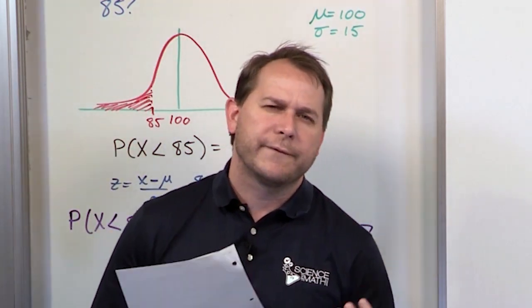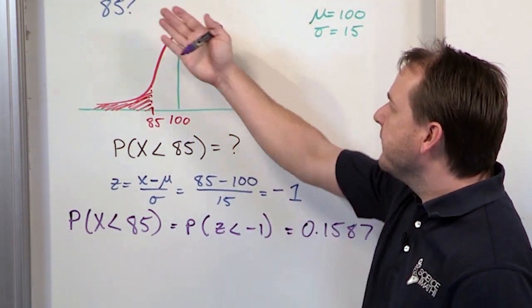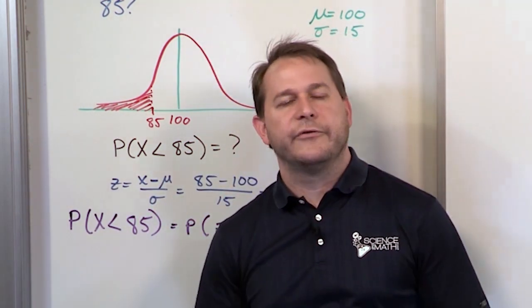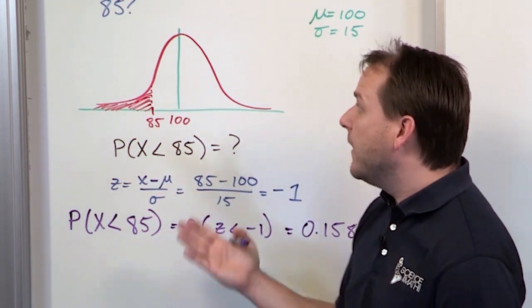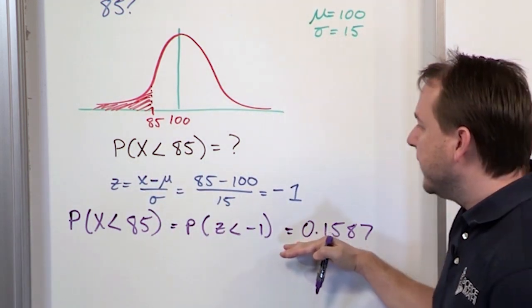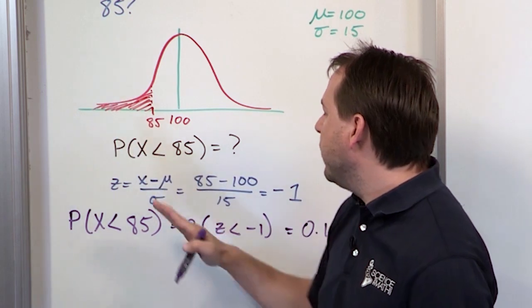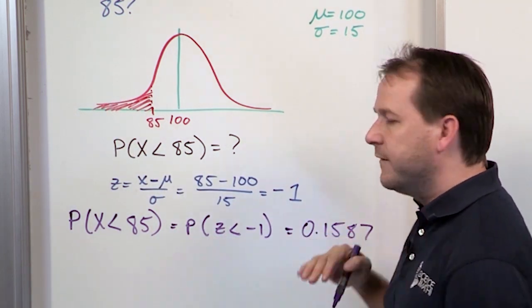So if the problem were phrased differently and it said, what is the probability that a randomly drawn person has an IQ less than 85? This would be the probability because that's what we did. We looked here, we're getting this area, we convert to a z-score, this is the probability.